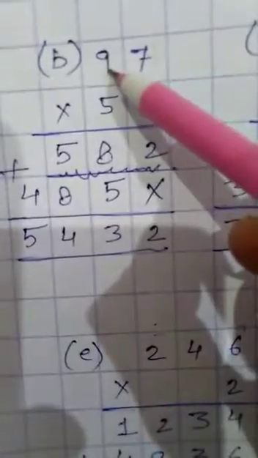Now question B, 97 multiplied by 56. Same as before, we will multiply 6 into 7, then 6 into 9. So we will start with 6 into 7. 6 sevens are 42. We will write here 2 from 42, and 4 will be carried to 9. Then we will multiply 6 into 9. 6 nines are 54, and 4 as carry, we will add 54 and 4, 58. We will write here 58.